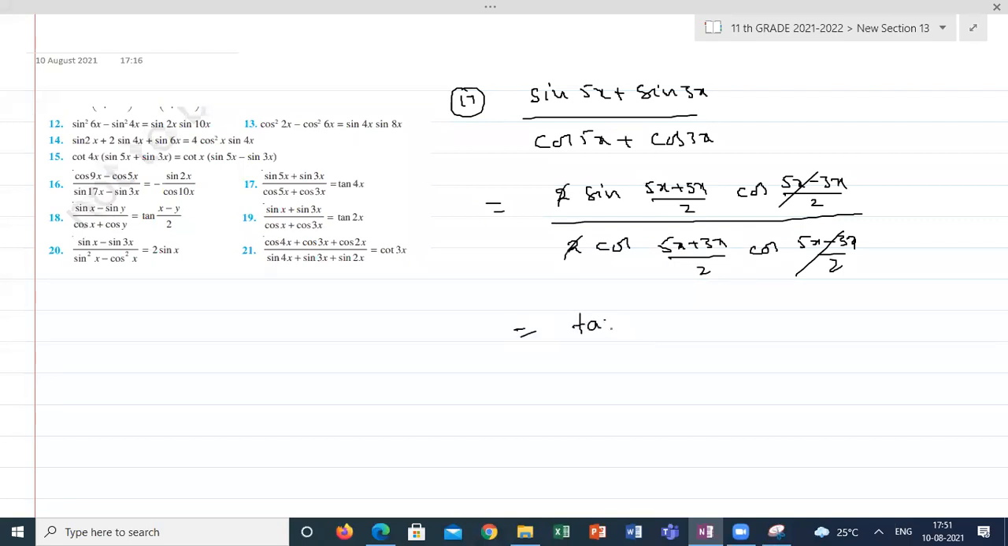So it becomes tan of how much? 5x plus 3x is 8x, by 2. This is tan 4x, which is my RHS. Yes, I can move to the next one.